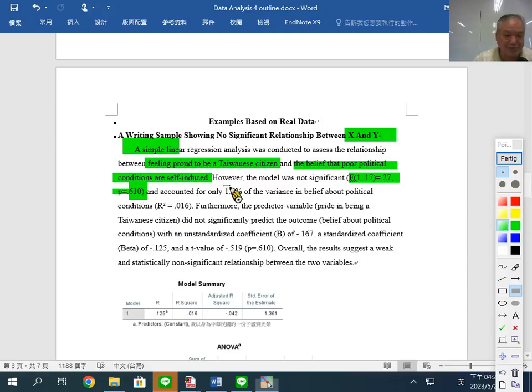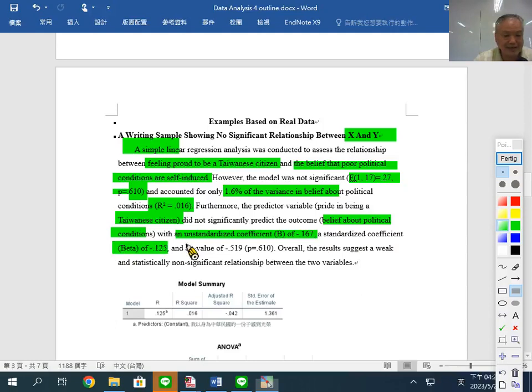And it accounted for only 1.6% of variance. We have this one, right? R squared. And furthermore, the predictor variable, pride in being Taiwanese, where predictor means independent variable, did not significantly predict the outcome. Why? We see the unstandardized coefficient B of this, a standardized coefficient beta of this, and the t-value of this, and this shows there's no relationship at all. So overall, the results suggest a weak and non-significant relationship between the two variables.